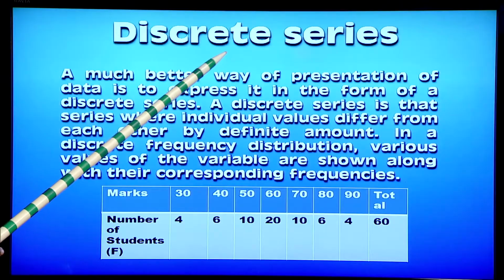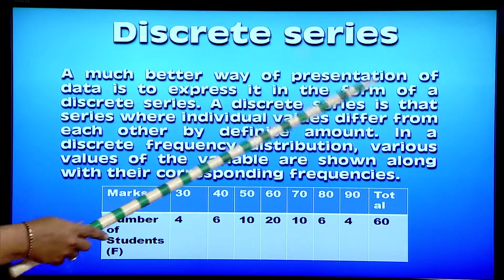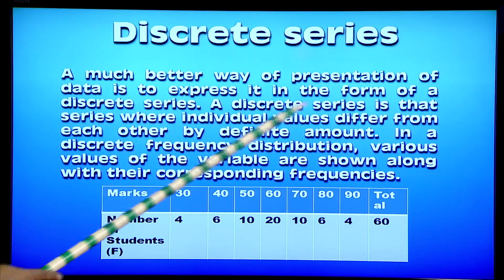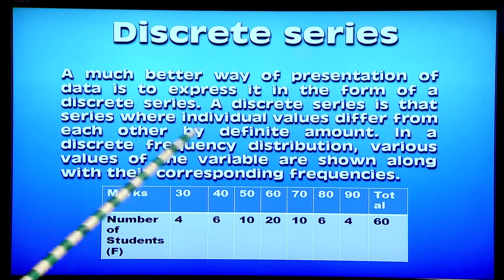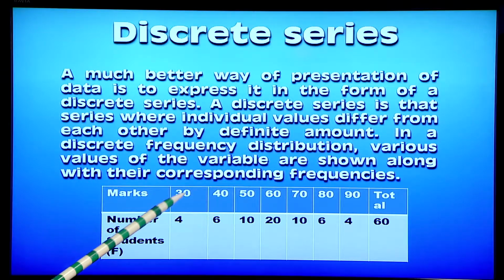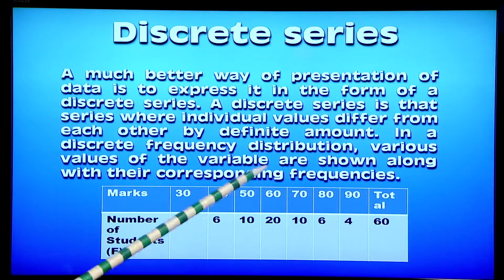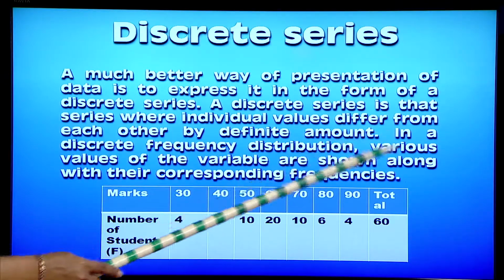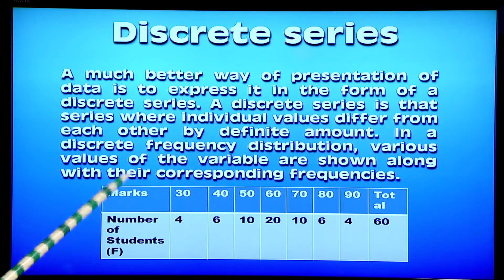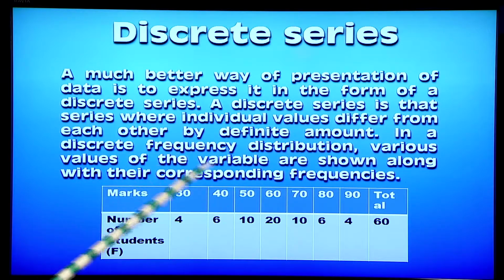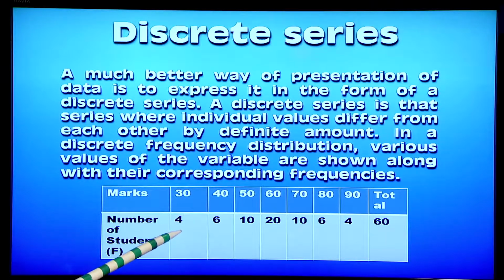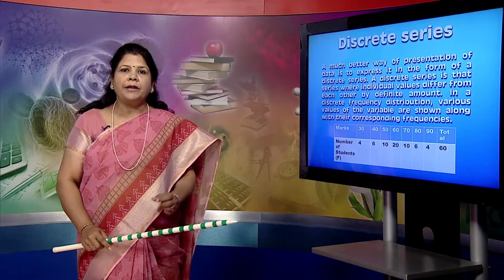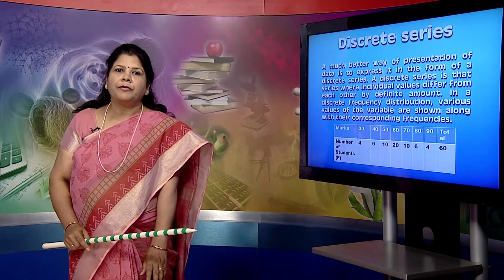Let us understand now a discrete series. It's a much better way of presentation of data. In a discrete series, individual values differ from each other by a definite amount. As we can see here, marks 30, 40, 50, 60, there is a definite amount given. In a discrete frequency distribution, various values of the variables are shown along with their corresponding frequencies. Here we can see how many students got 30 marks? 4. How many got 40 marks? 6, and so on. So, in discrete series, very definite values appear with their respective frequencies.